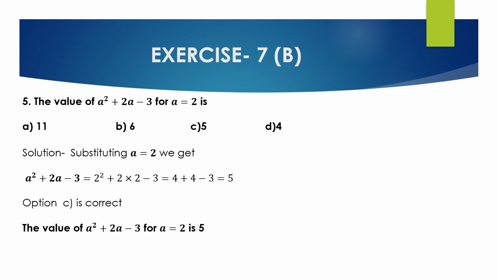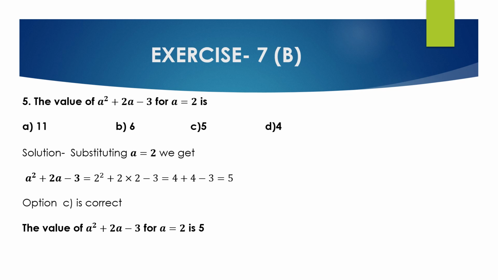Now we solve question number 5. Question number 5 is the value of a square plus 2a minus 3 for a equal to 2. First option A is 11, second option B is 6, third option C is 5 and fourth option D is 4. These are the options given.